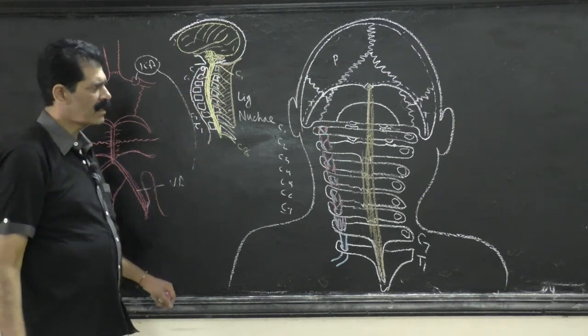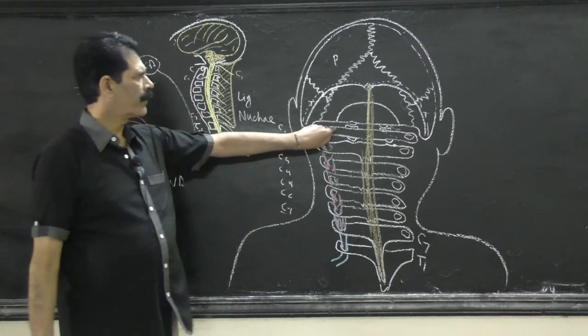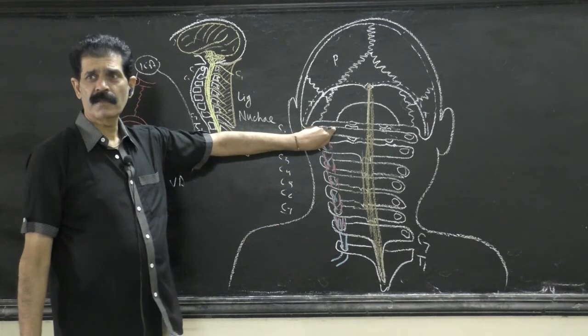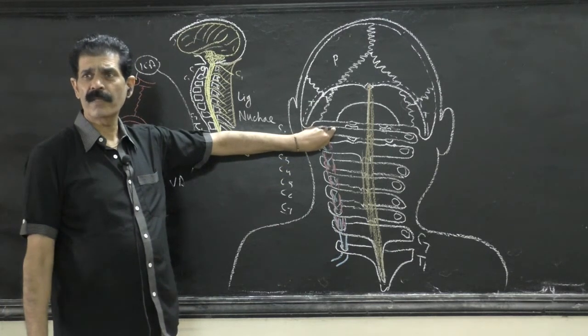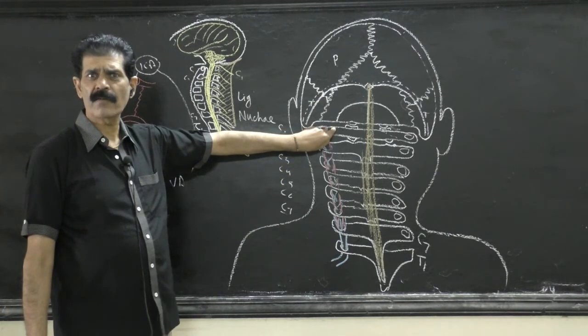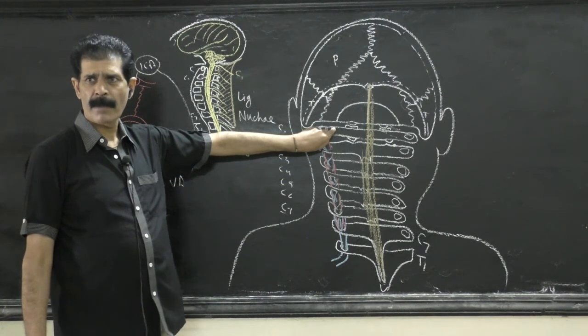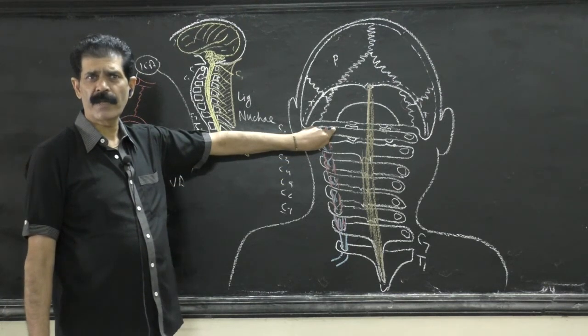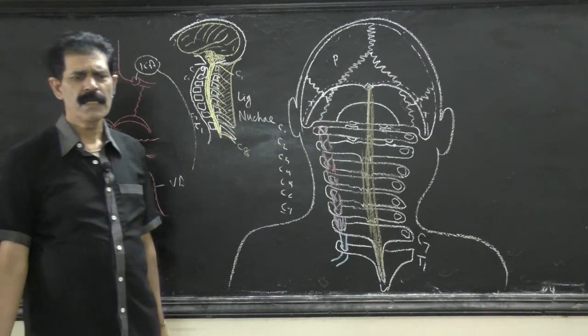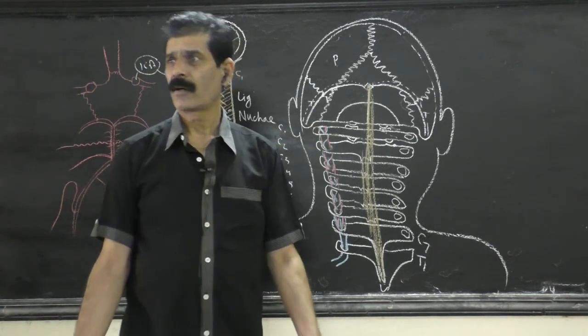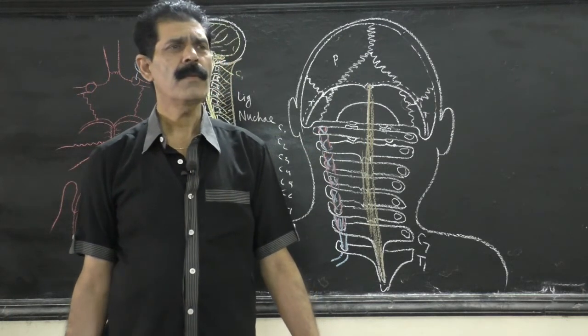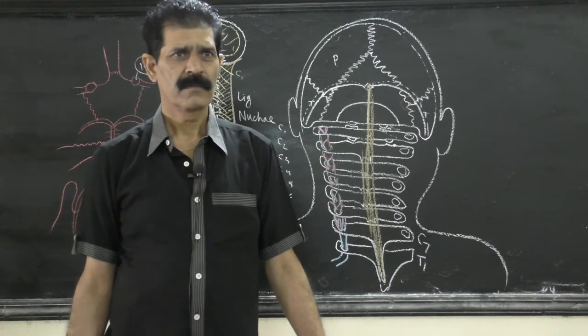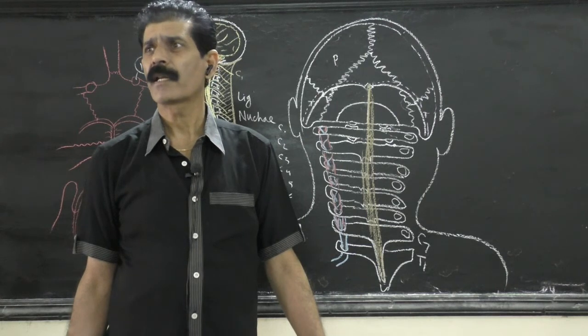Where the brain ends? At the upper border of the atlas. Underline it. Upper border of the cervical, first cervical vertebra, atlas. Upper border is the end of the brain or medulla, and this is also, in other words, you can say the start of spinal cord. So spinal cord starts from upper border of the atlas, where the brain ends, because both are in continuity.